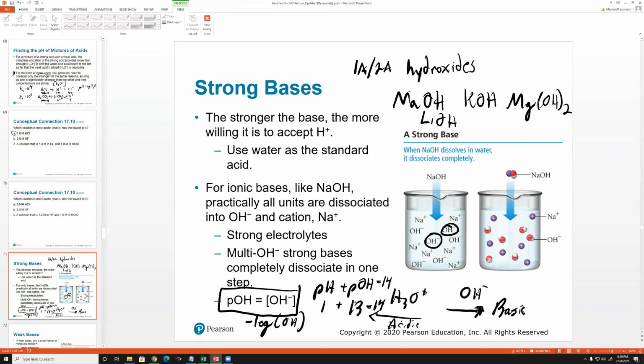So if you had 13, that means, as a pOH, that means it's going to be very basic, but it's pOH now. Normally this pH would mean basic, so it's the opposite. It would mean very acidic. So pOH is literally the opposite of pH, but for bases.